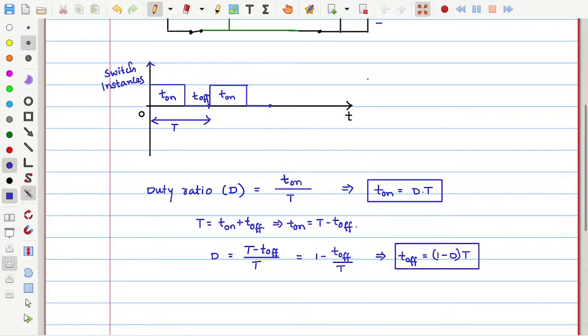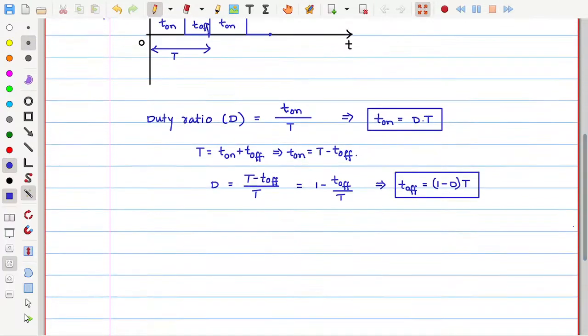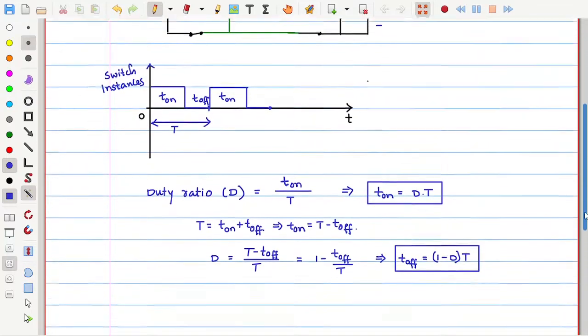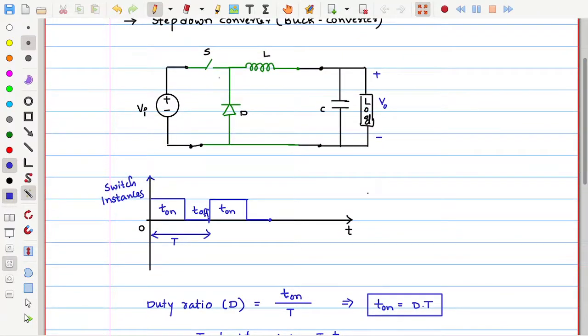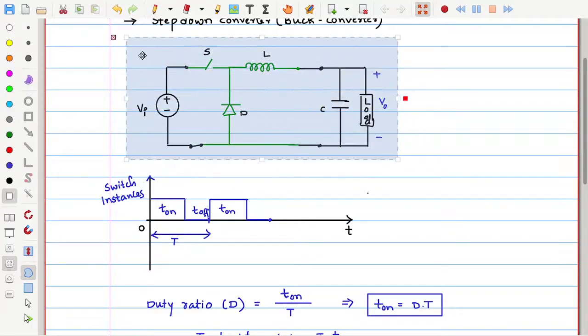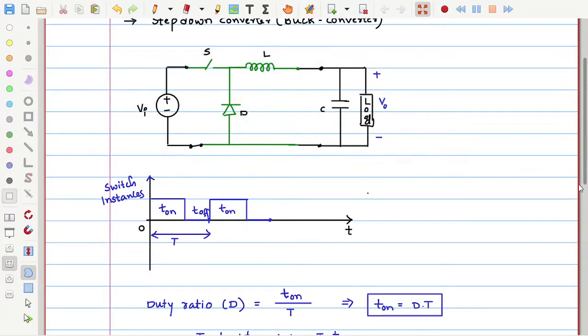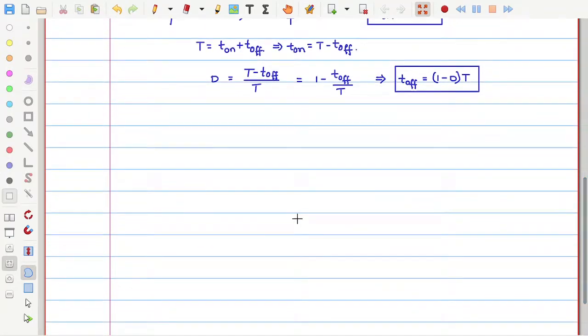In case duty cycle is given, we can find what will be the on time and what will be the off time, provided that the total time period is known. Okay. Right. So now let us see what is going to happen during the on time and during the off time, that we have seen. So just quickly let me take up those situations again, for better understanding of these converters.